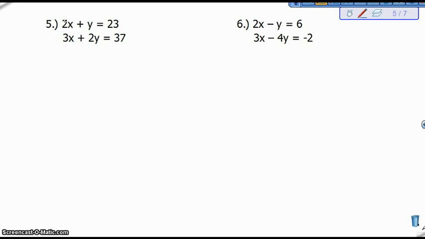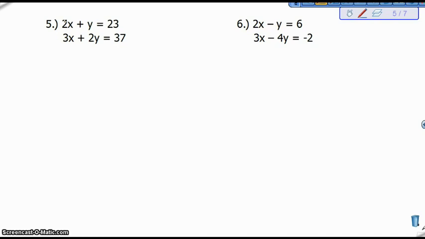They're a little bit different only because if you look at your 2 variables, x and y, not only do they not have the same coefficient, but they don't have opposite signs either. So what we need to do is pick out whatever variable we want to eliminate. Okay, in number 5, I'm going to pick the y's to eliminate. Just like I did in example 3, I want to multiply an entire equation by a number that's going to get the opposite of the coefficient from the second equation.